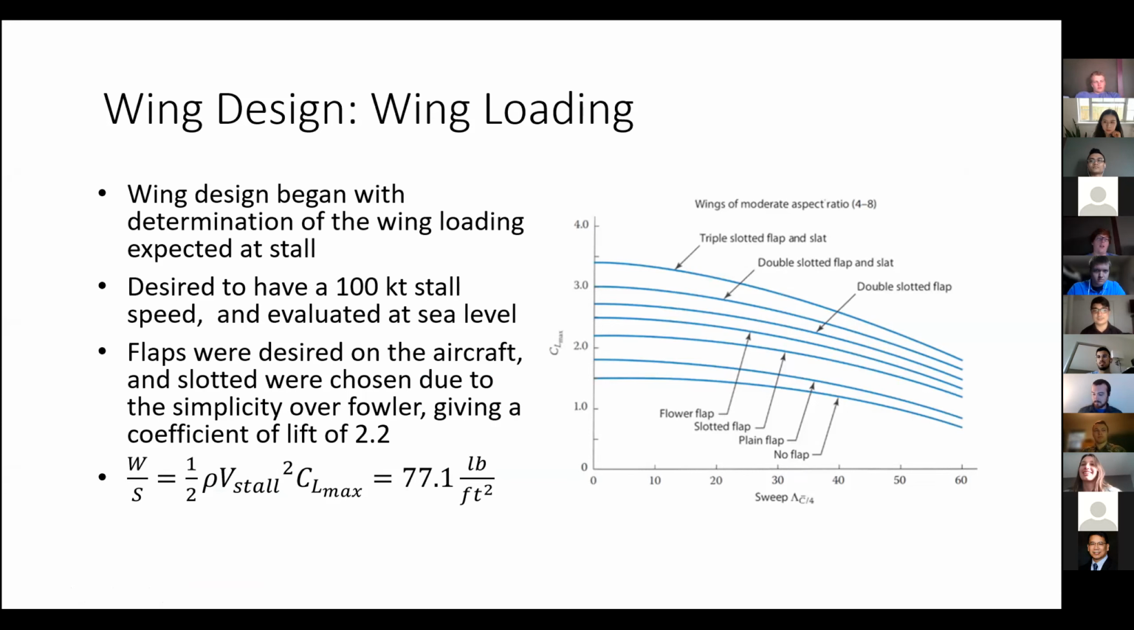The aircraft wing design began with first finding the wing loading for the aircraft. We desired the aircraft to be 100 knot stall at sea level to meet the 125 knot optional requirement for deployment speed. So we figured 100 knots gives a 25 knot factor of safety. Additionally, we wanted flaps on the aircraft, and so, using this graph here on the right, we chose a CL of 2.2, and used that to backsolve for our wing loading. From there, we could design the aircraft wing.